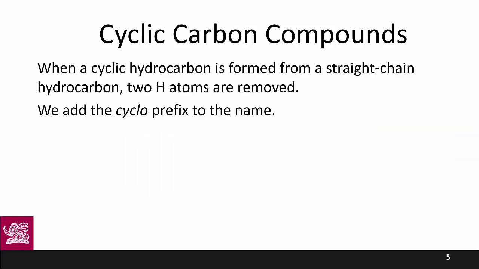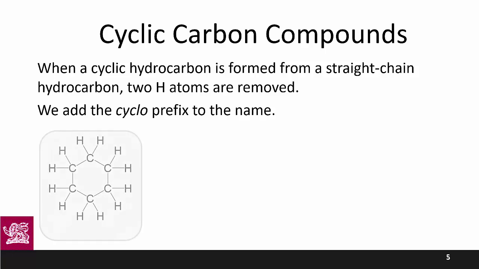With that knowledge under our belt, we move on to cyclic hydrocarbons. When a cyclic hydrocarbon is formed from a straight chain hydrocarbon, we have to remove the 2 hydrogen atoms that allow us to form that cyclic attachment. And as we do that, when we're naming, we add the cyclo prefix to the name. This time we have 3 examples, but we're going to do them one at a time. Here's the first one. This is, of course, cyclohexane.